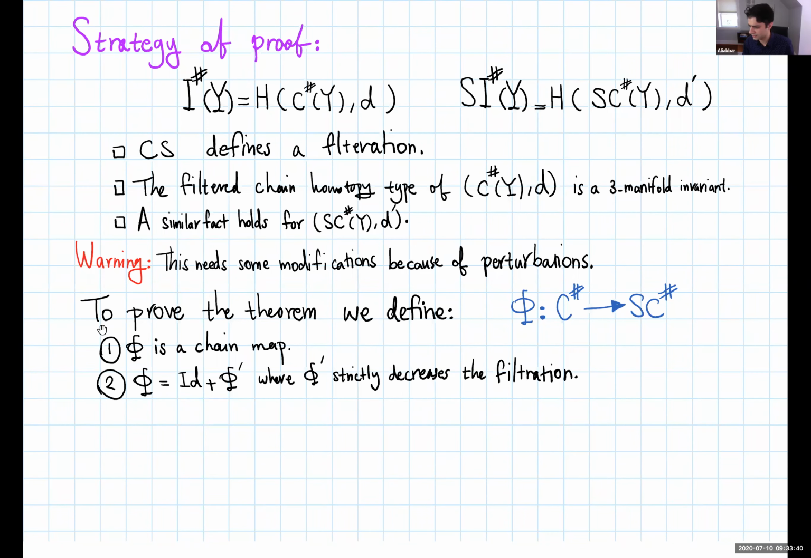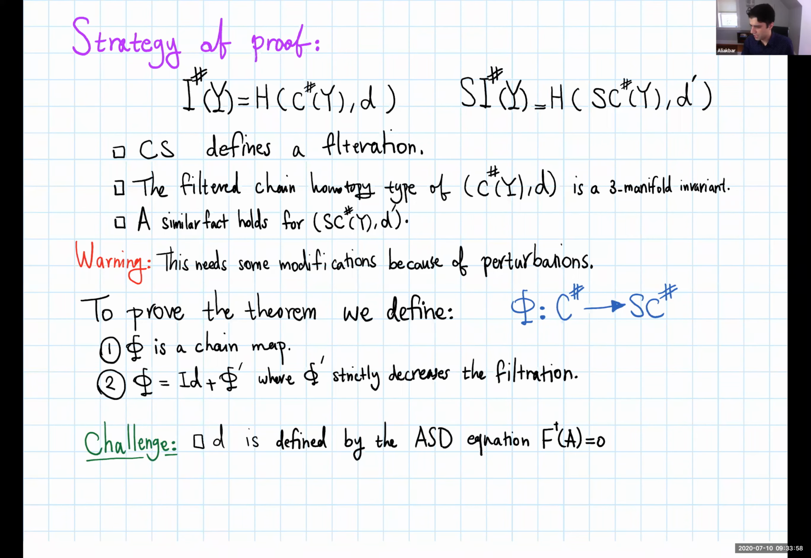In fact, you can get more out of this. As I said, these two invariants are filtered, and this phi would give you an isomorphism of filtered chain homotopy type of these complexes.